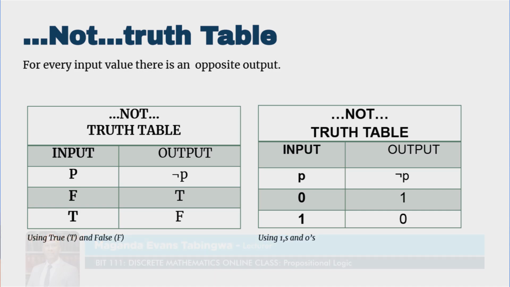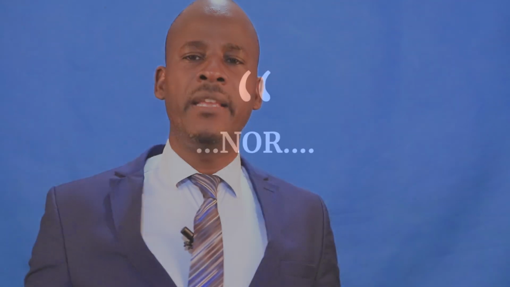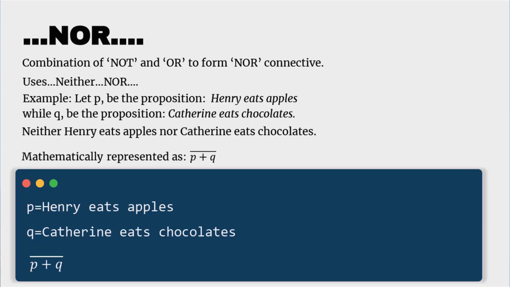Now we come to the NOR connective. We have told you the NOR connective is the one that uses neither-nor. So where we have our values P and Q, still the very same propositions, Henry eats apples and Catherine eats chocolates, we can represent them mathematically by having P plus Q. But because it's the opposite of OR, you just negate the whole addition, as indicated in that equation, okay?